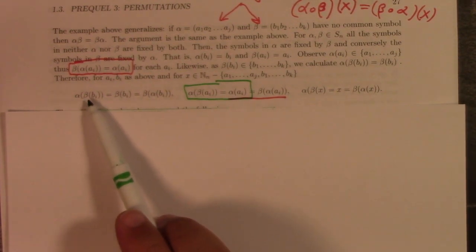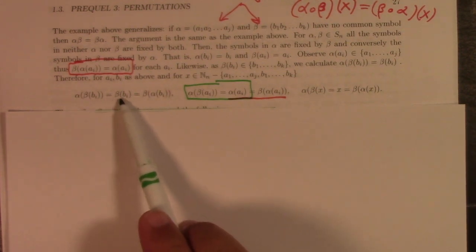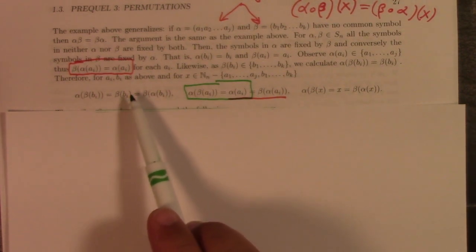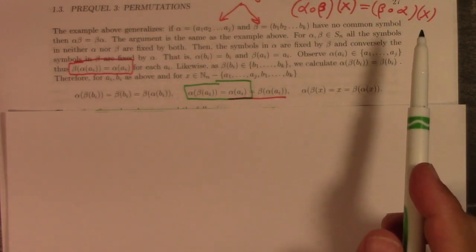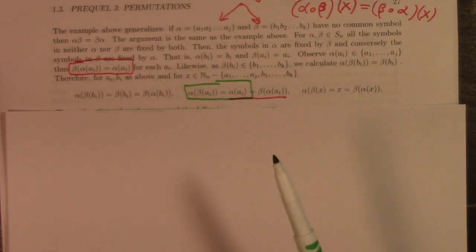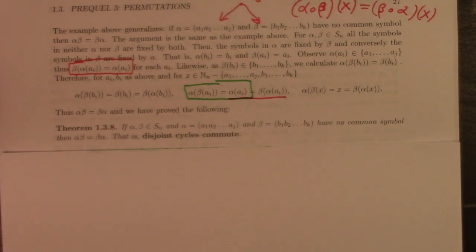Similar arguments show you that when we act on b_i, we get agreement in the middle at beta of b_i. So this shows you that alpha composed with beta is equal to beta composed with alpha for any input. If we feed it any input, we get equality. So since it matches all possible inputs, it follows that they commute. All right, so that gives us this theorem, which we should remember.